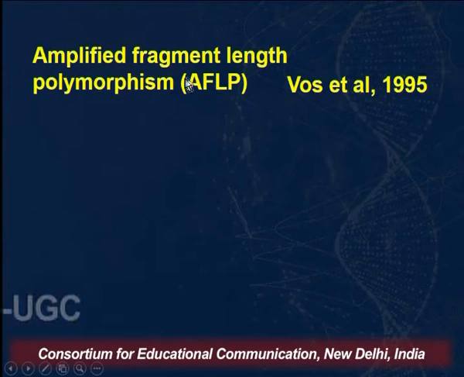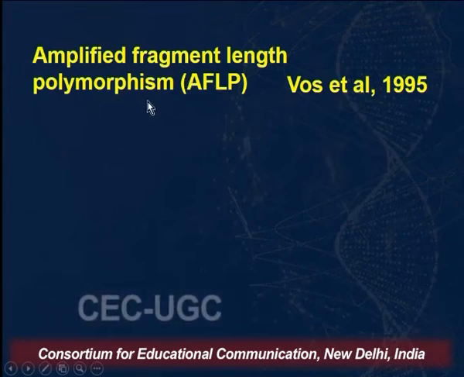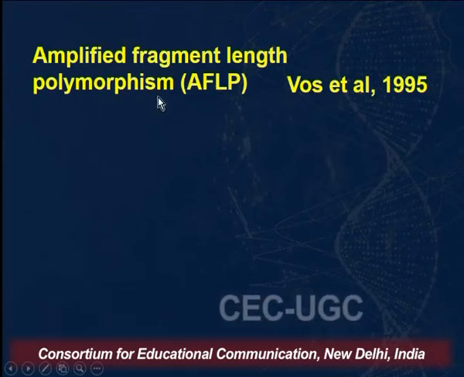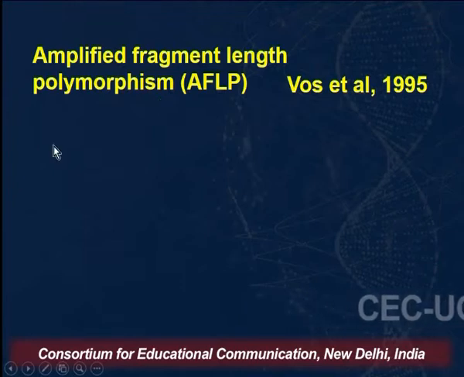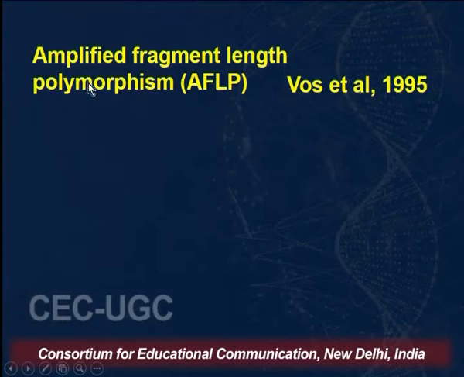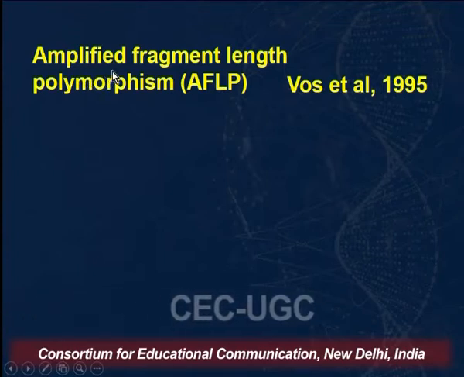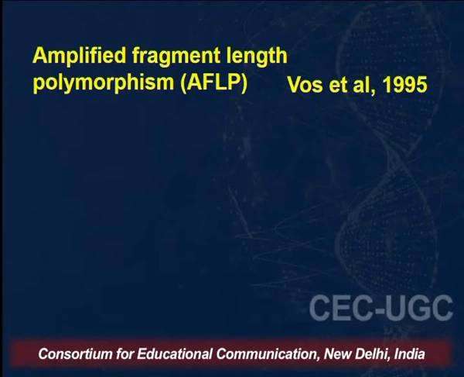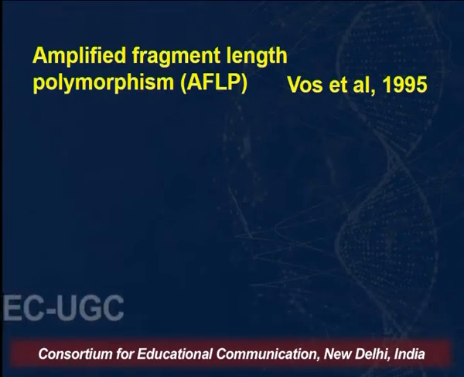RFLP was restriction fragment length polymorphism. So basically it involved only the restriction digestion of certain fragments of the genome, and therefore it gave rise to a unique pattern. Now here the word amplified is used. Amplified basically means that the polymerase chain reaction is involved. We have a session on polymerase chain reaction, which is already discussed.